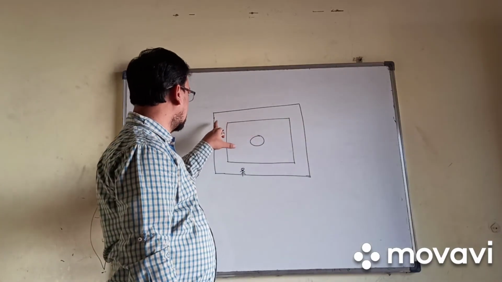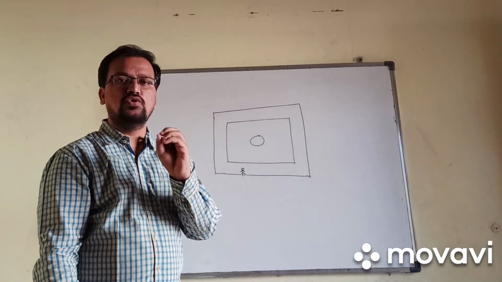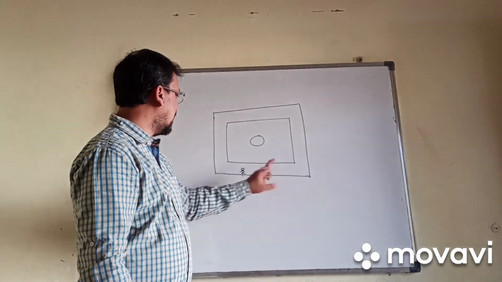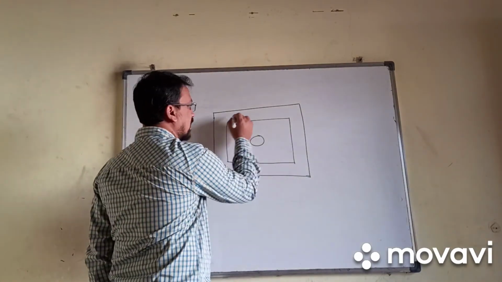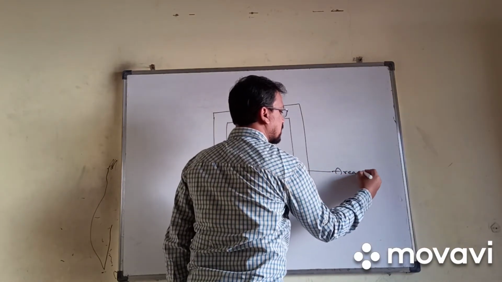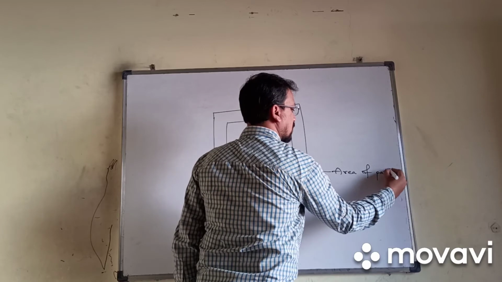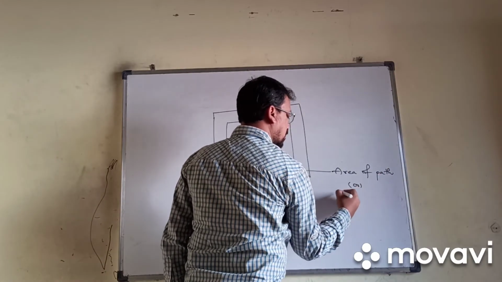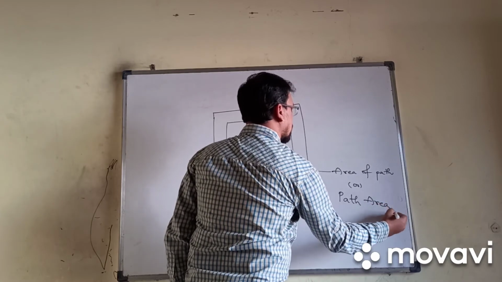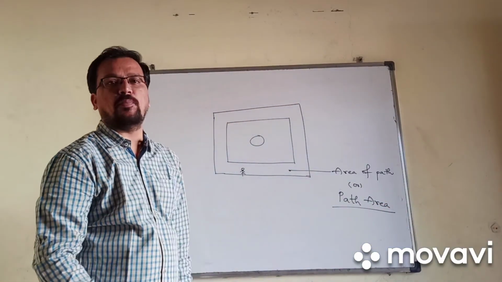How to construct this area? What do you call this area? This area where you are walking will be called area of path, or path area. So this is today's topic.